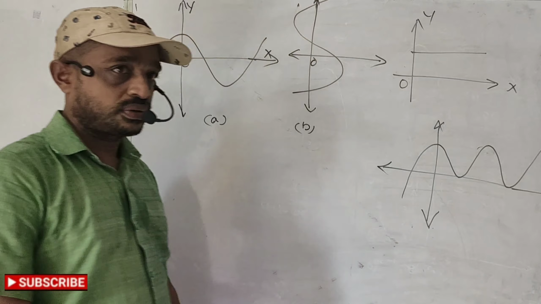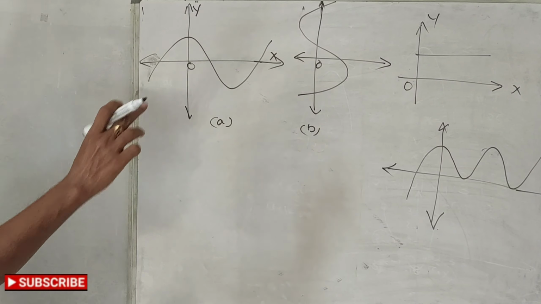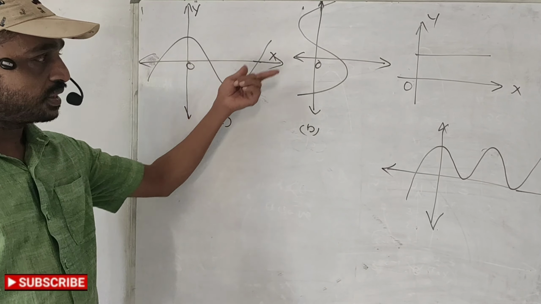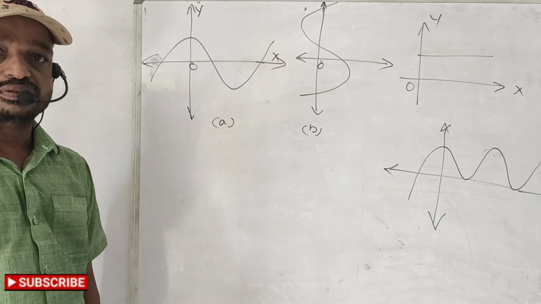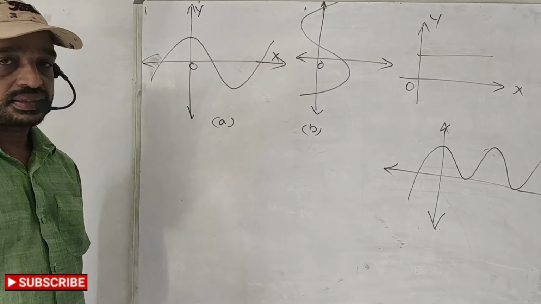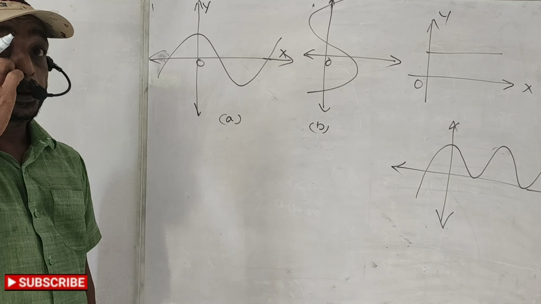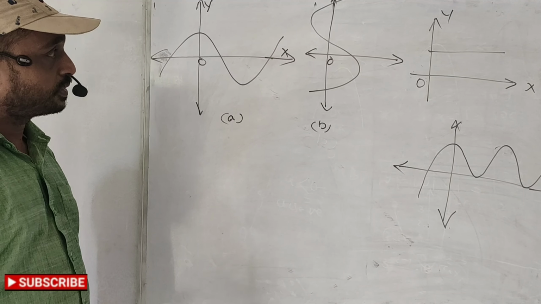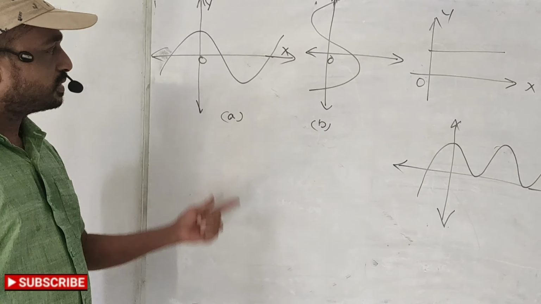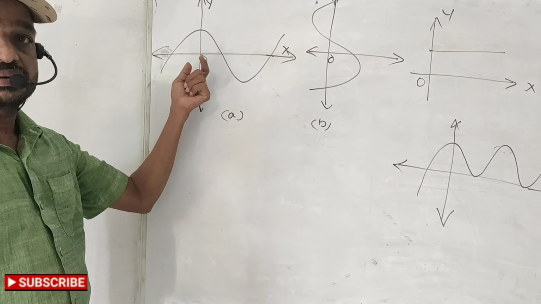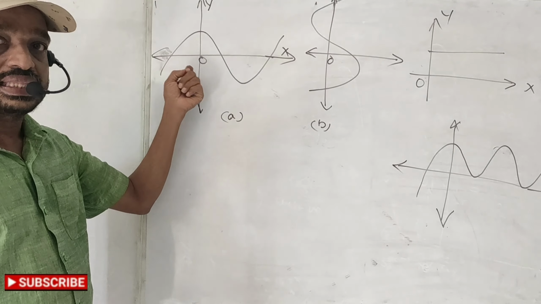You are required to find out the number of zeros in each case. We are given these four graphs and you are required to find out the number of zeros in each case. How will you find out the number of zeros of a polynomial graphically? To obtain the number of zeros of the polynomial graphically, just draw the graph and find out the point of intersection of the graph with the x-axis.